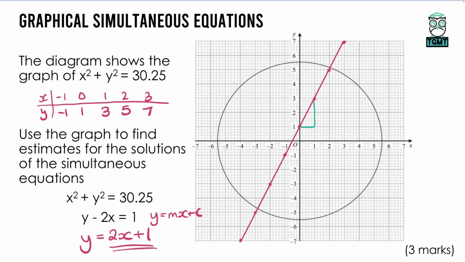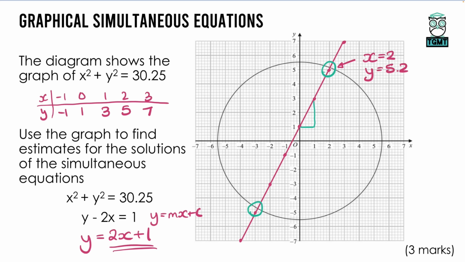Now once I've drawn that, it wants me to use the graph to find estimates for the solutions of the simultaneous equations. So I actually want to find the x and y values at the point where they cross over. That's quite hard to read, so we are only finding estimates. I want to find these numbers here. On this particular one, not the easiest to see, it's on 2 though, and about 5.2 by the looks of it. Each square goes up by 0.2. So x is 2 and y is 5.2.